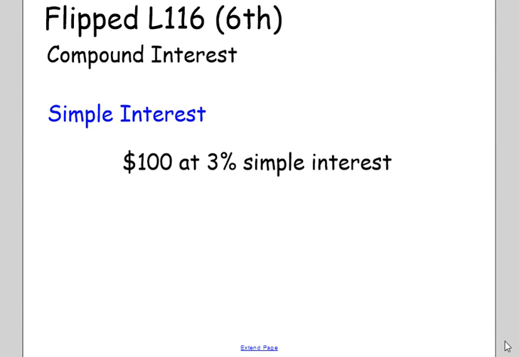Welcome to Flip Lesson 116 for the 6th grade as we look today at compound interest.